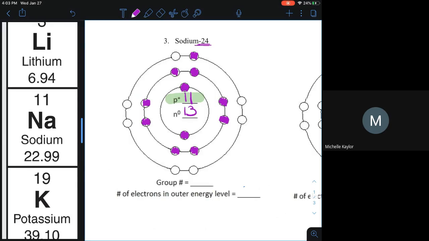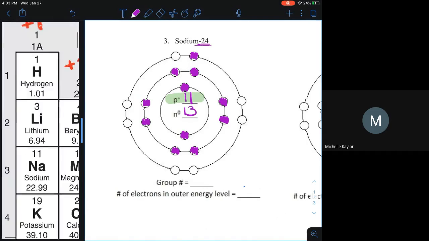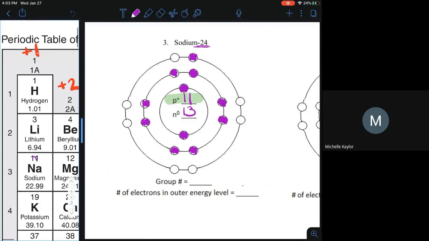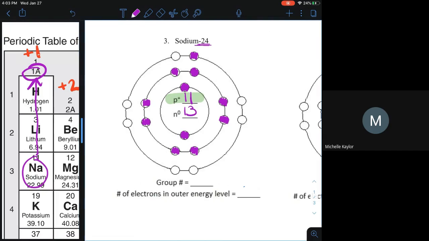The next thing it asks for is the group number. So sodium, again, is number 11 on the periodic table. I look to the top. It is in group 1A.